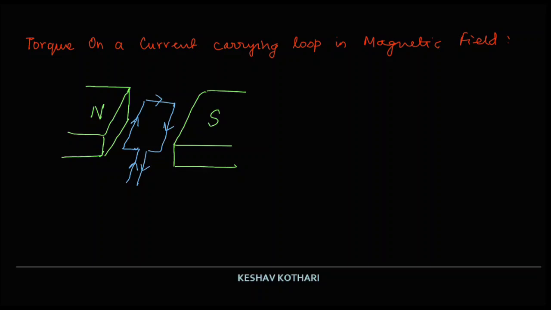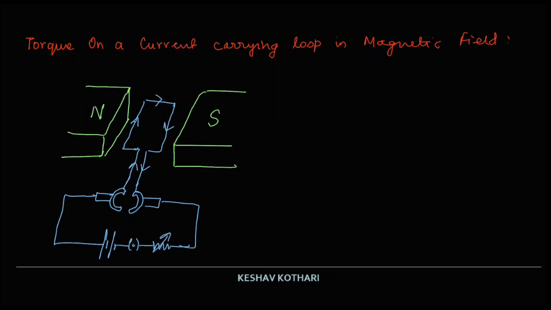So we can connect it using a split ring, and it will look like a DC motor arrangement with carbon brushes attached. This is the source of current with a battery and a rheostat attached, and a key K. The direction of current is like this in this magnetic field. The magnetic field is directed from the north to south direction, and we are marking it in red. So this is the direction of magnetic field on this current loop.